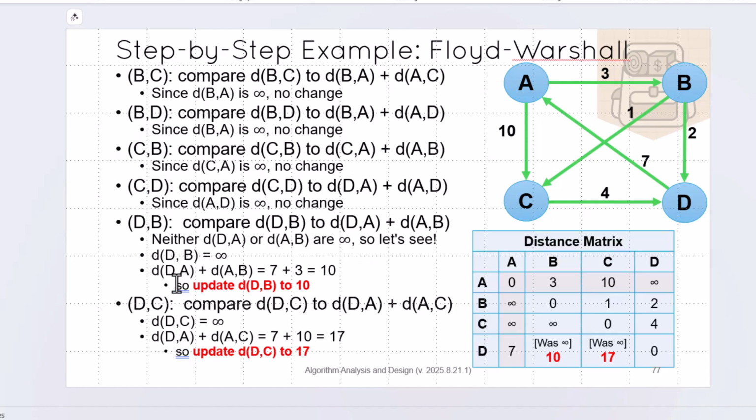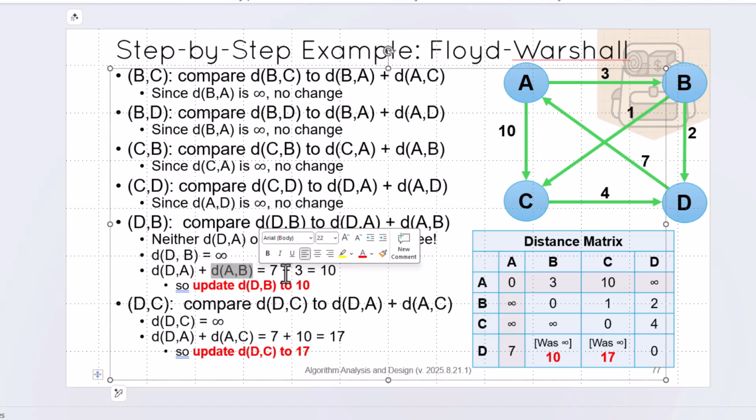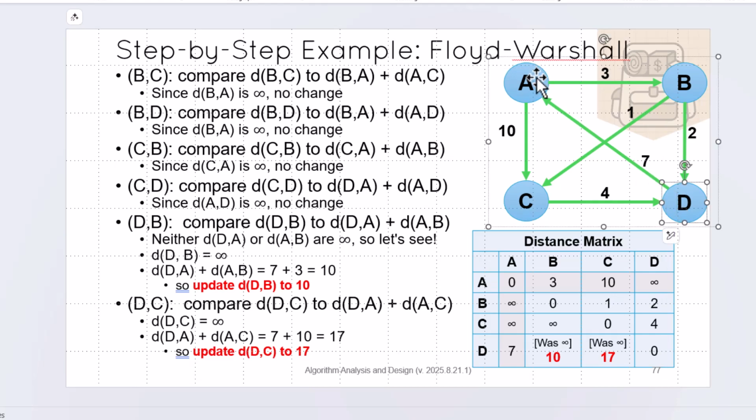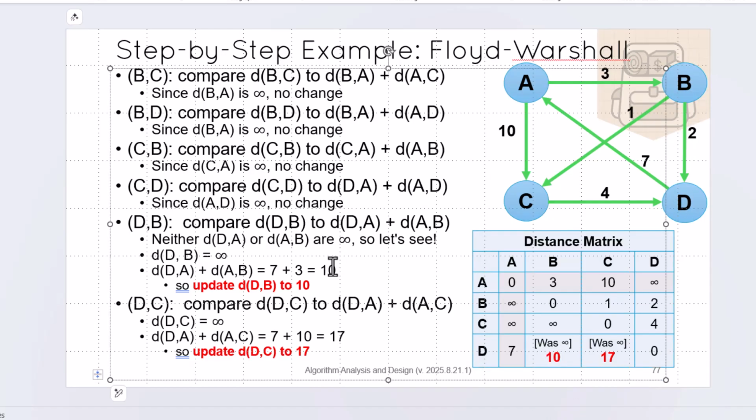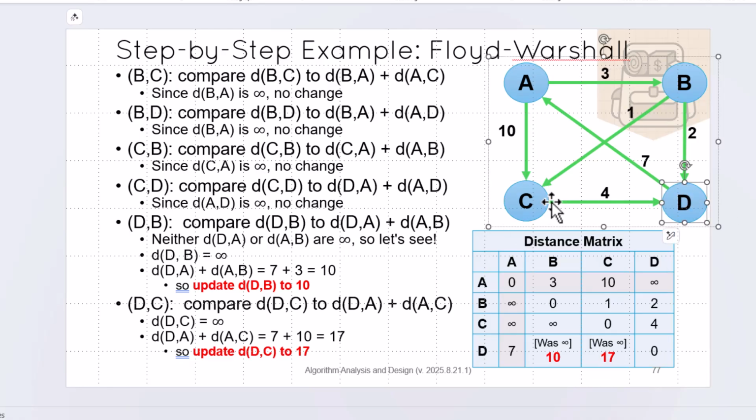If we go through A, the distance DA plus distance AB, we end up with 7 plus 3. So what this is saying is we can go through A from D to A to B, okay? And that gives us a path from D to B, as if we had our own little edge that was 7 plus 3, or 10, okay? So that's why we update it to 10, because that's better than infinity, for sure. Same thing with DC, we do get another improvement here. DC is currently infinity, okay, because there's no connection between D and C directly, no edge.